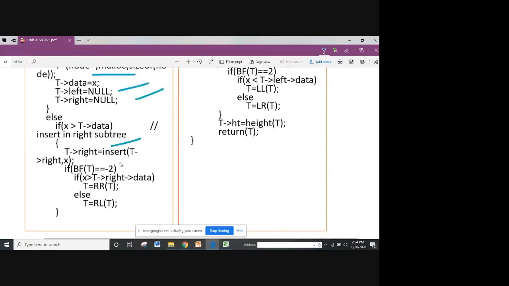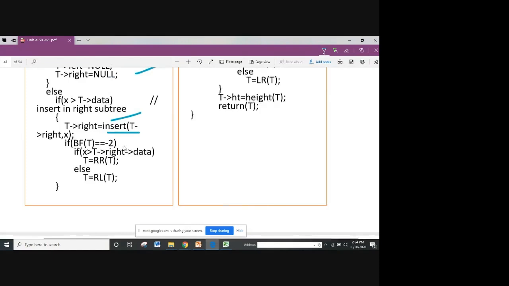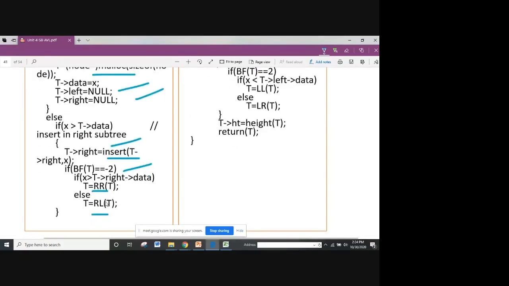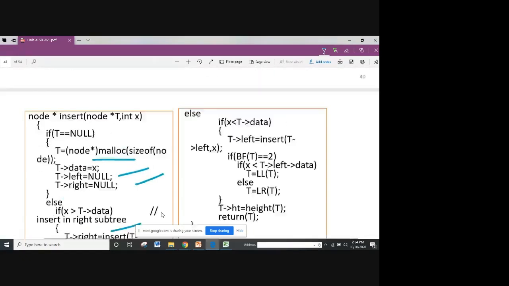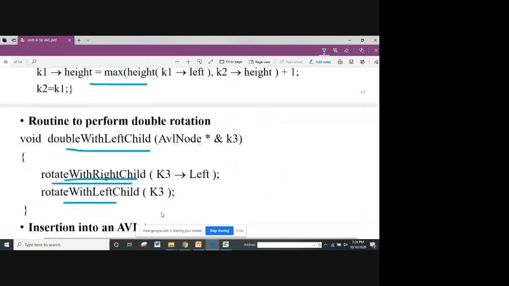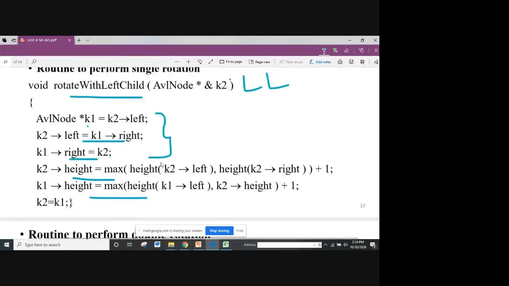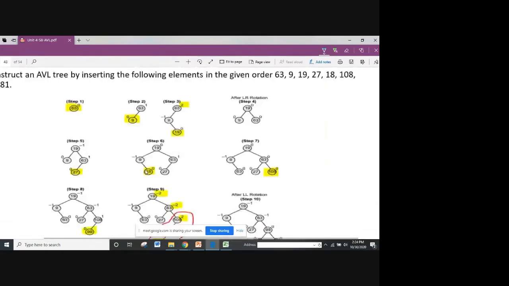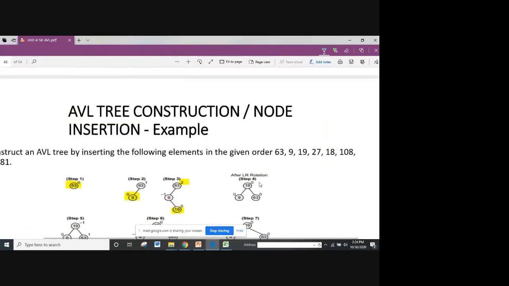If it is greater, go and call insert. And if your balance factor is -2, then if your x is greater than the right side data, call the RR rotation, else the RL rotation similarly. So for all of RR, RL, LR and LL, you have to write the pseudocode as I have written here. This is the main thing which carries for all. So go through it. I will tell you the removal also, ma'am. It's almost time.